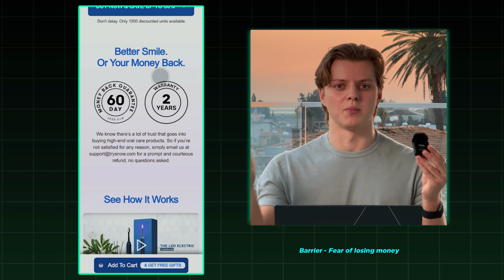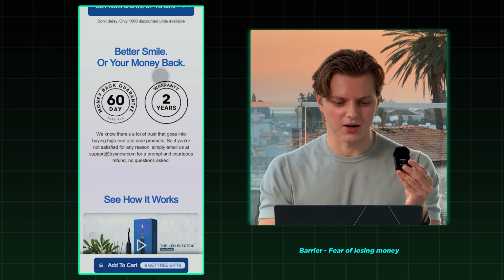Better smile or your money back. This is perfect because they do not want to feel like they will have to go through like 3 support people or 2 weeks waiting time. They want to feel like if they do not get the benefit, which is what they're after, then there is no chance that they will lose their money. This is how you eliminate the fear of loss barrier, which is losing money.